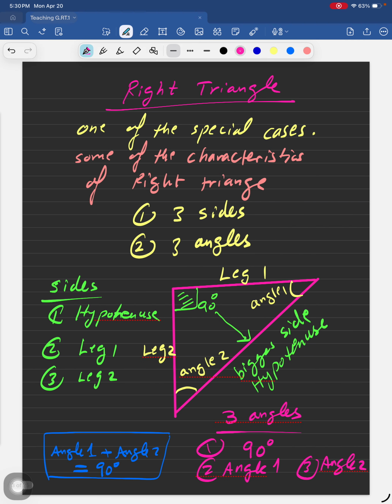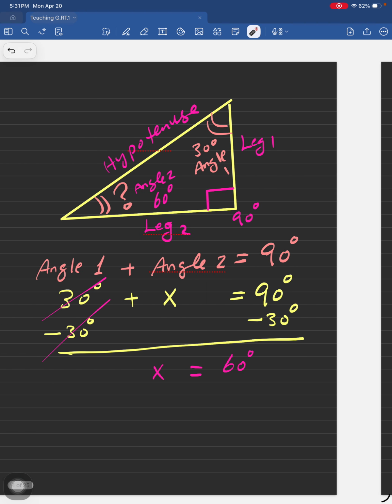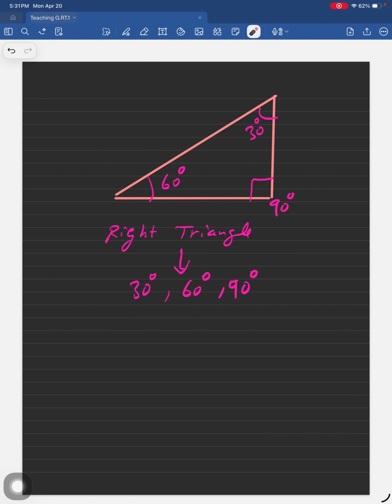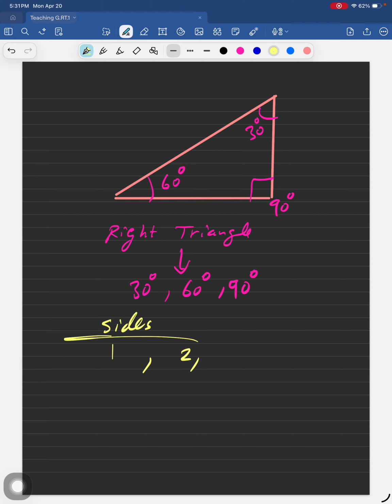We studied until now the three sides and the three angles. We go further with the measurement. We have the 30 degree, the 60 degree and the 90 degree. What about the side measurements? These measurements are known by mathematicians as follows. The sides will be as follows. It could be 1, 2 and square root of 3.